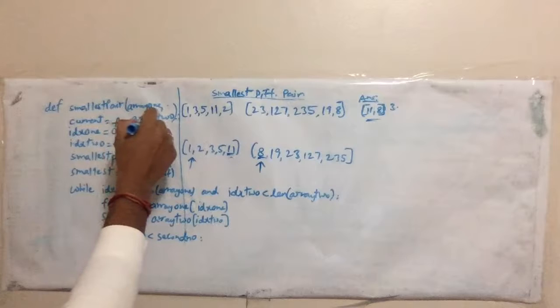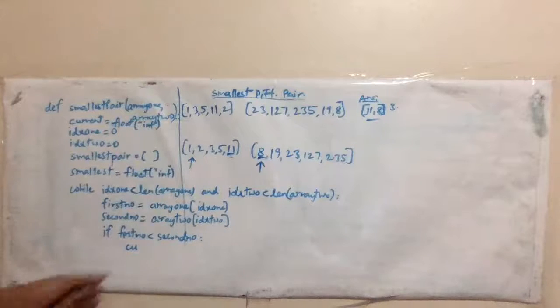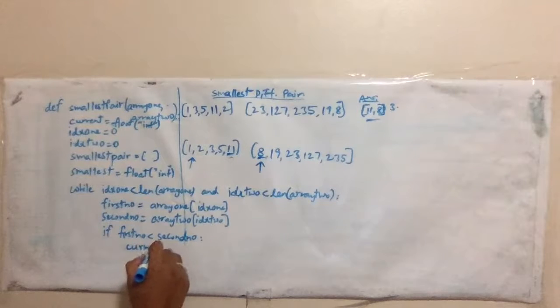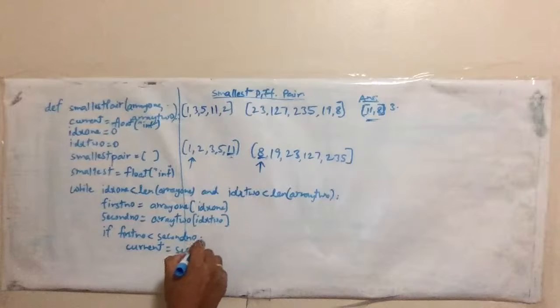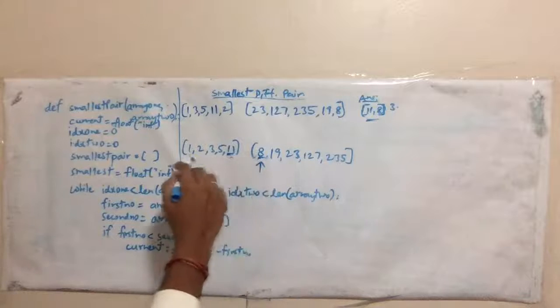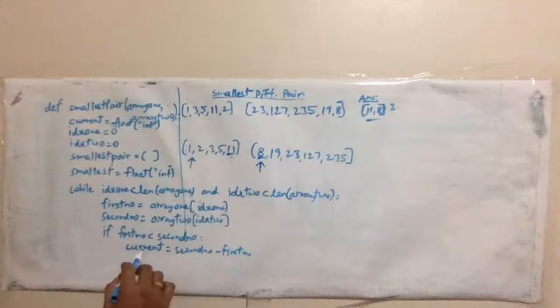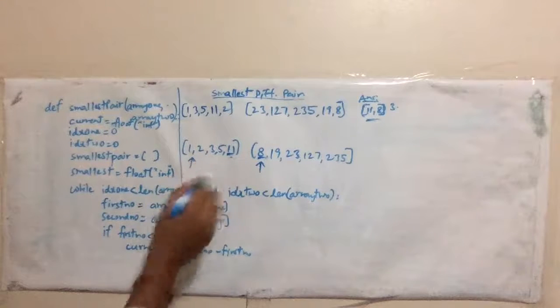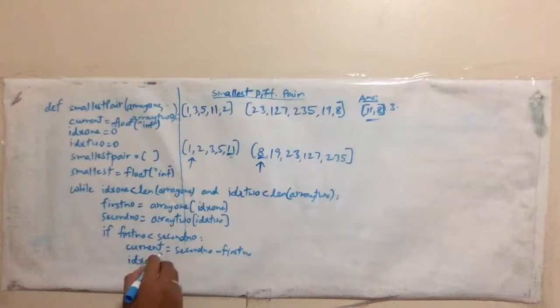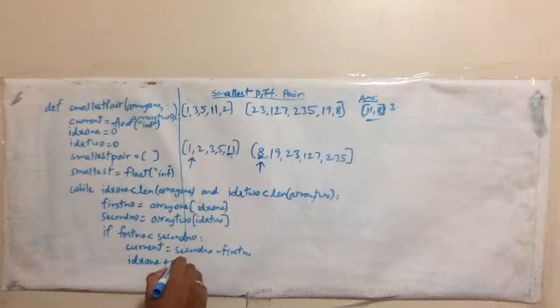Float of infinity. Okay, so we will check the current. Current is equal to the second number minus the first number. So we will store 8 minus 1, 7, in the current variable. Then we need to further move this pointer by doing idx1 plus equal to 1.